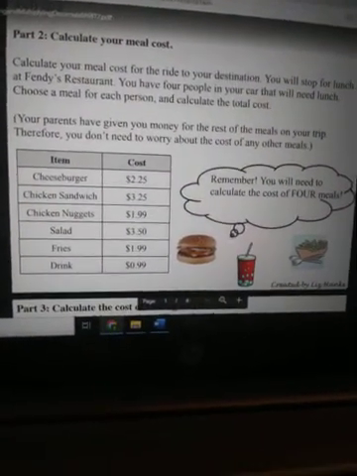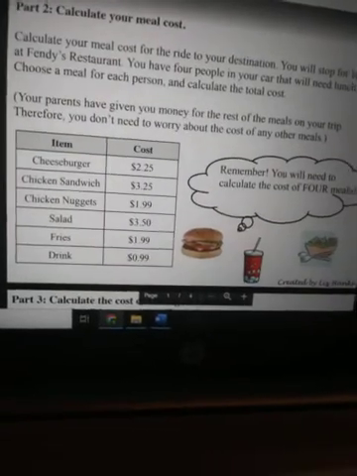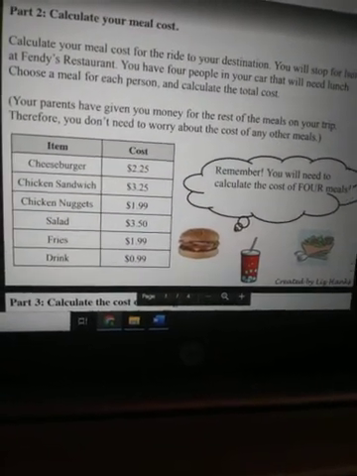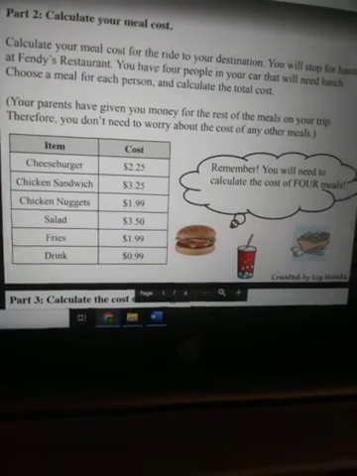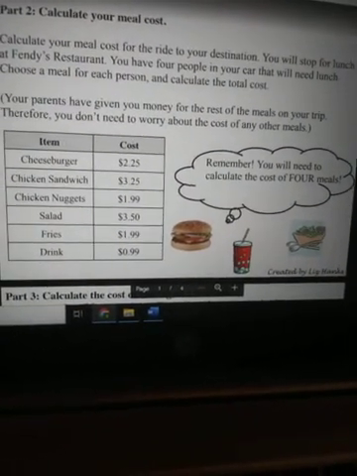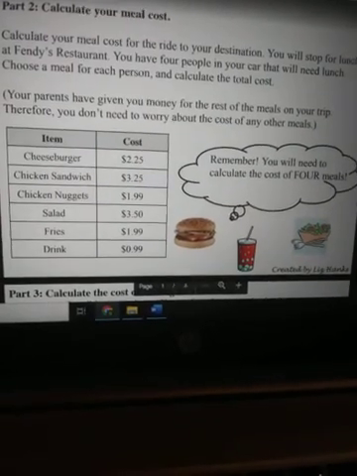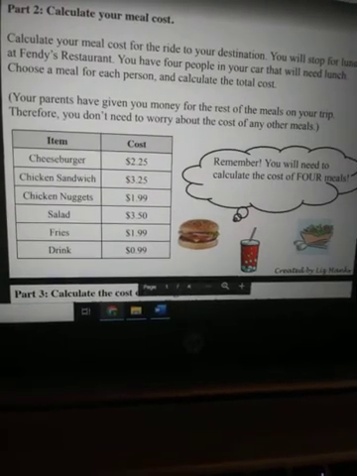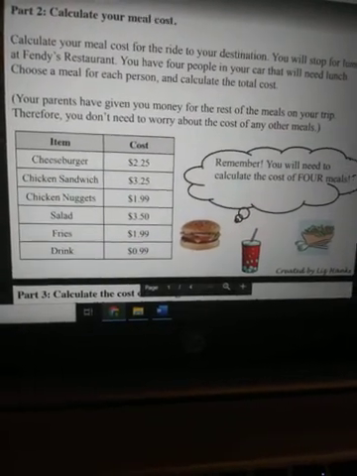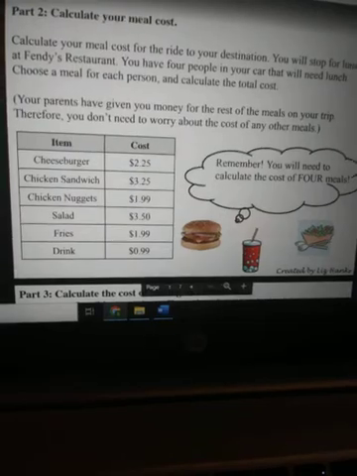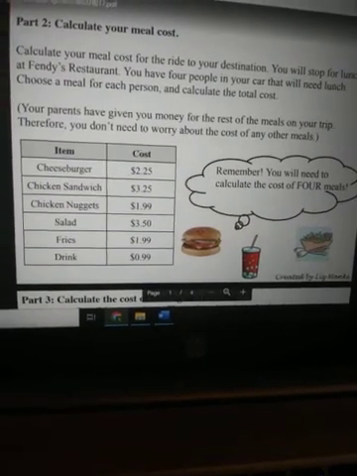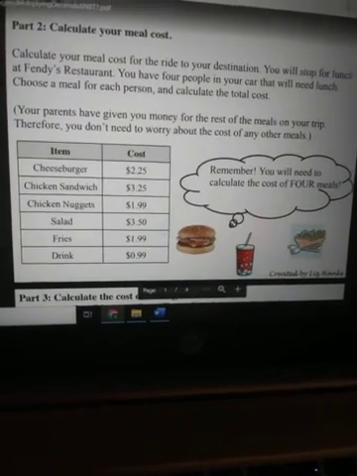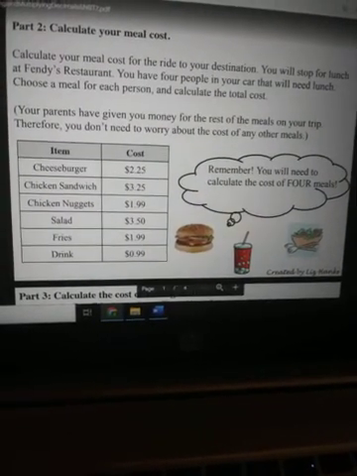All right, so you see those meal selections right there? So I'm going to put what I would think my family would order from that menu. So I'm going to give Matt 2 cheeseburgers. They are $2.25 a piece. I'm going to give Matt an order of fries, and I'm going to give him a drink, okay? For myself, I'm going to give myself a chicken sandwich. I'm going to give myself an order of fries, and I'm going to give myself a drink.